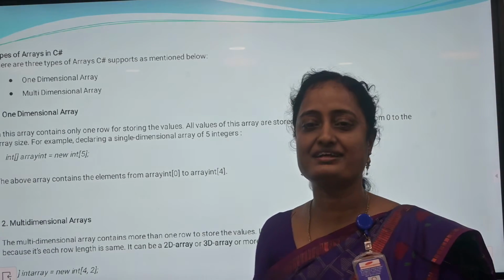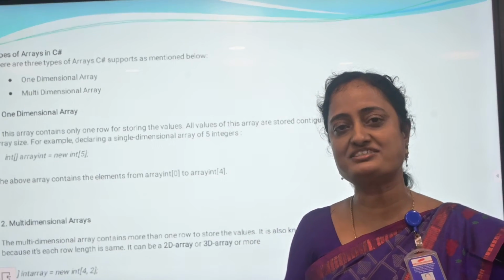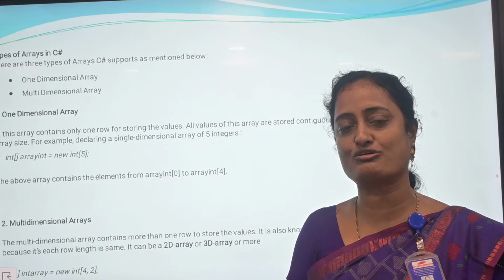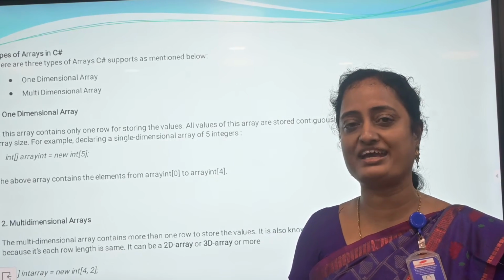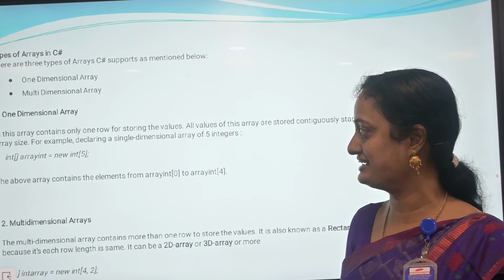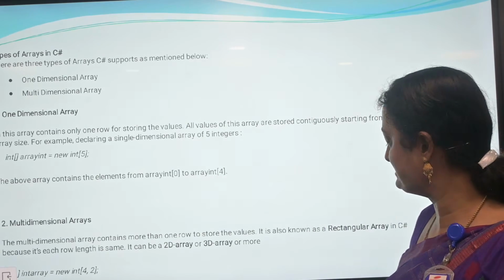Next, types of array. We have one-dimensional and multi-dimensional arrays. A one-dimensional array has one subscript. If you want to create a table, we have to use a multi-dimensional array, with more than one subscript.